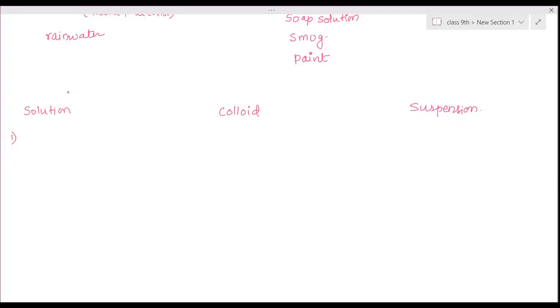Ma'am, colloids also have one phase. Only suspension has two or more phases. One phase is not there actually, because when seen under a microscope, you can see two phases for colloids. Yeah, in colloids. Okay.